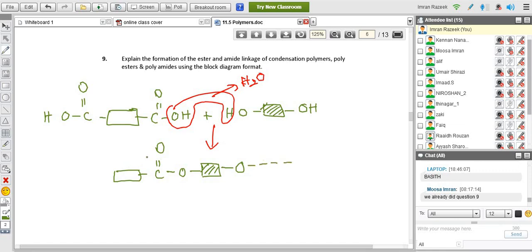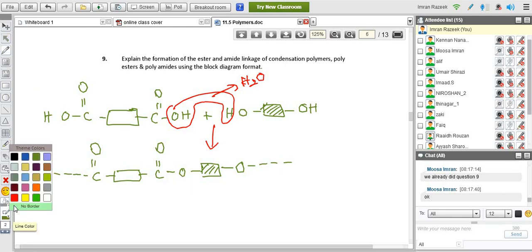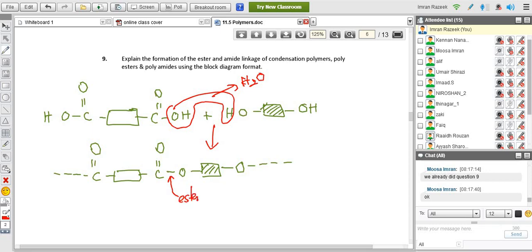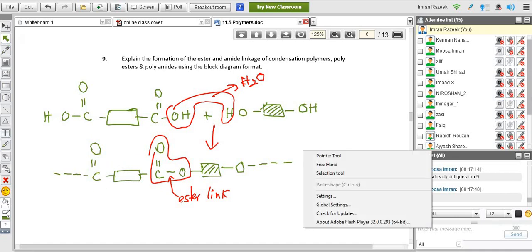So this can continue to form the polymer. This is the ester linkage over here. That's very important: you identify the ester linkage, right? So this is how the ester is formed. This is the ester link, right? And this particular polymer can continue on both sides, right?